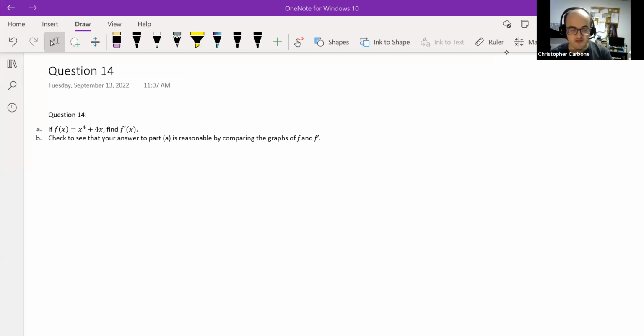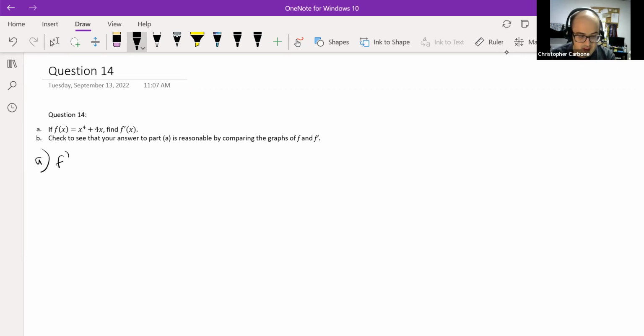This is question number 14 of our calculus review. If f of x is equal to x to the fourth plus 4x, we want to find f prime of x, and then check to see that your answer in part A is reasonable by comparing the graph of f and f prime. So first and foremost, we need to find this derivative.